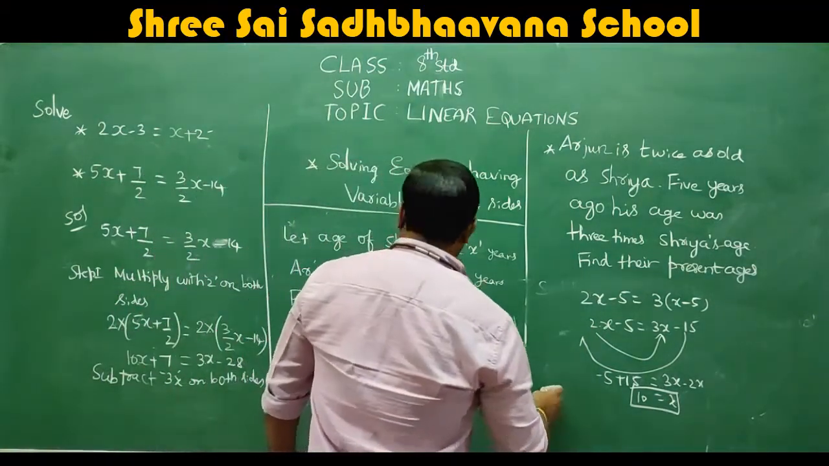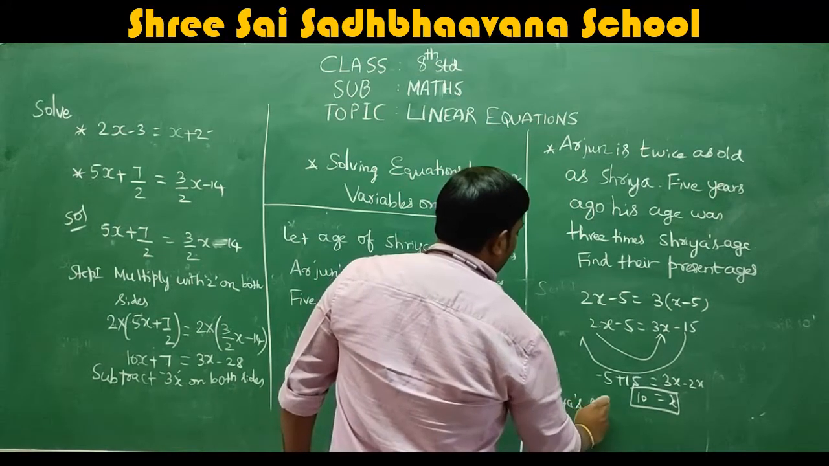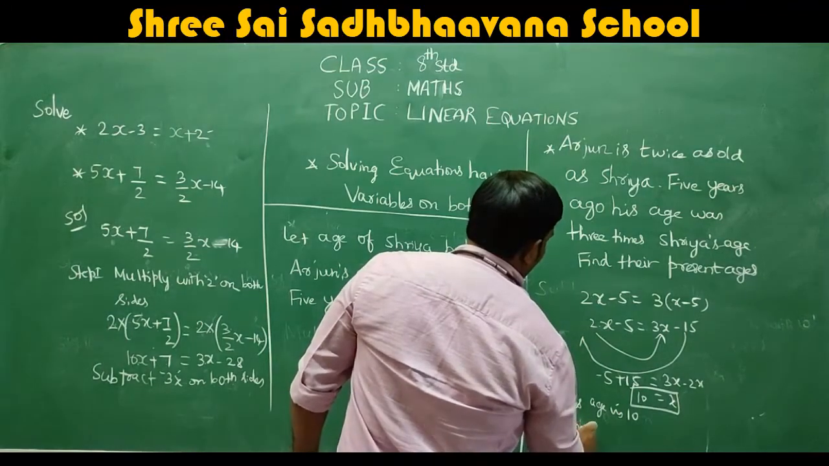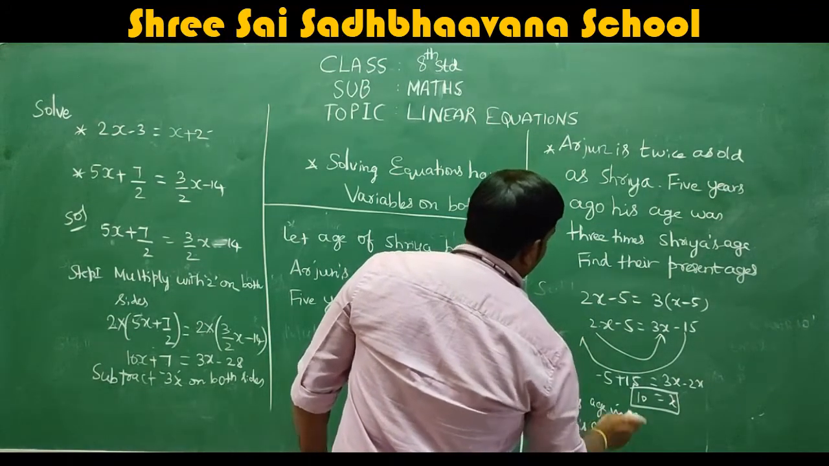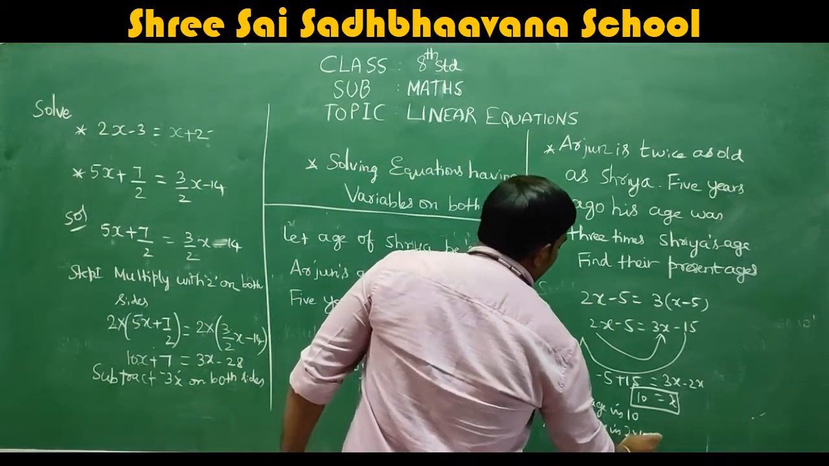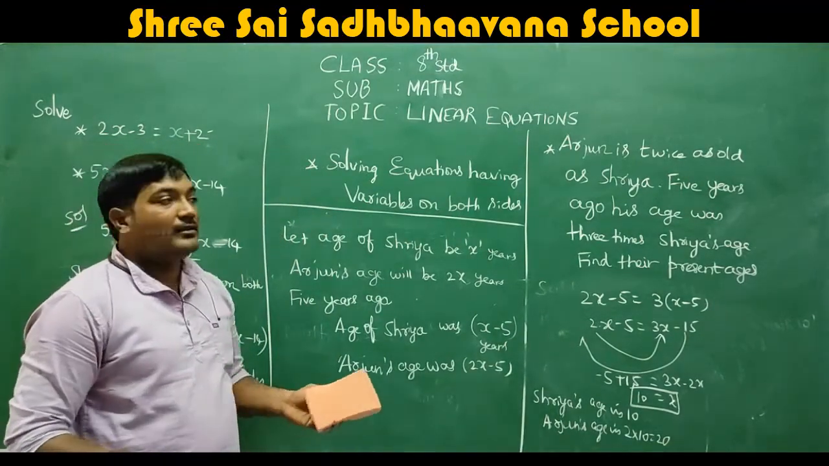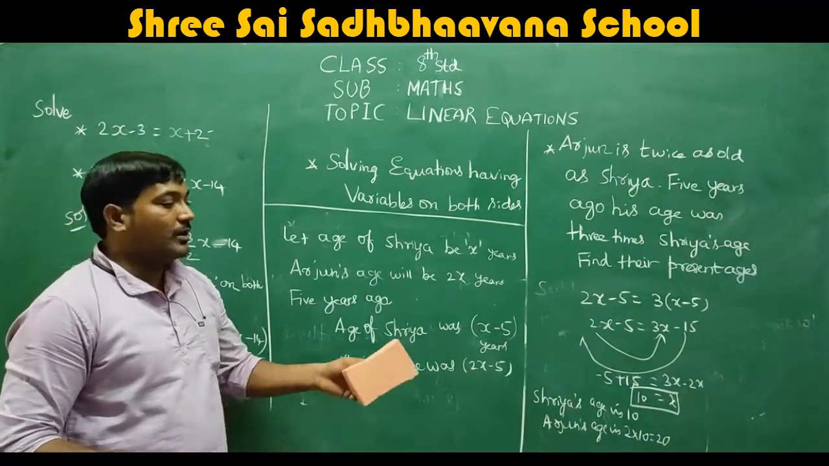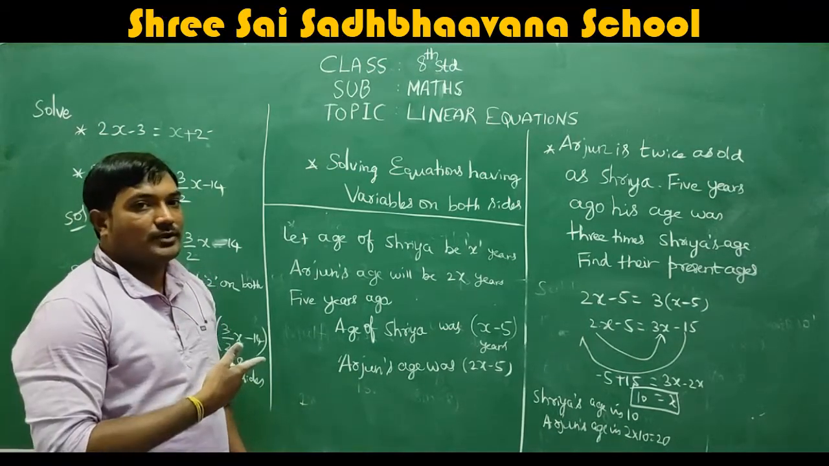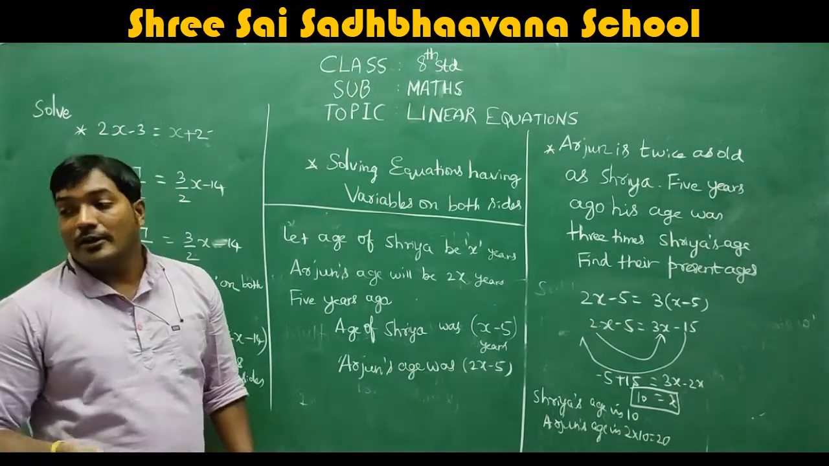Shriya's age is 10. Arjun's age is the present age; they ask you to find the present ages, not previous ages. 2 into 10 is 20. You can see here, Arjun's age is twice Shriya's age. They clearly told us Arjun is 20, Shriya is 10, which means Arjun is 2 times Shriya's age. We got it? That's how you have to verify whether your answer is correct or not.